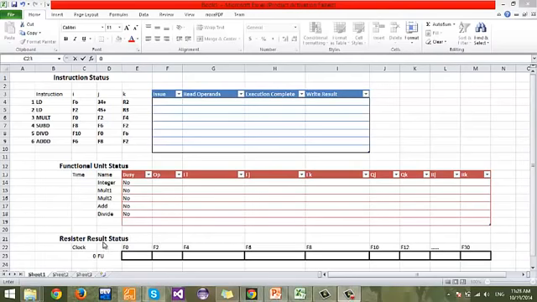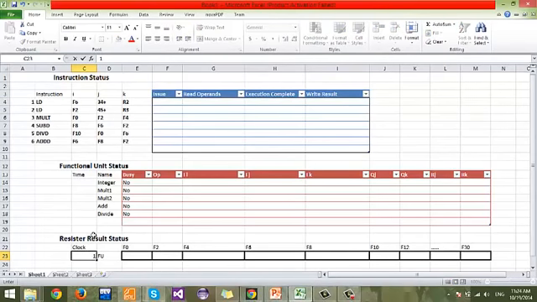And what's register result status? Register result status contains which instruction or which functional unit is going to write to which register. For example, if integer is going to write to F6, we'll put integer here. So here we have a code. We have 6 instructions and we are at clock cycle 0. So nothing has happened. Let's move to clock cycle 1.